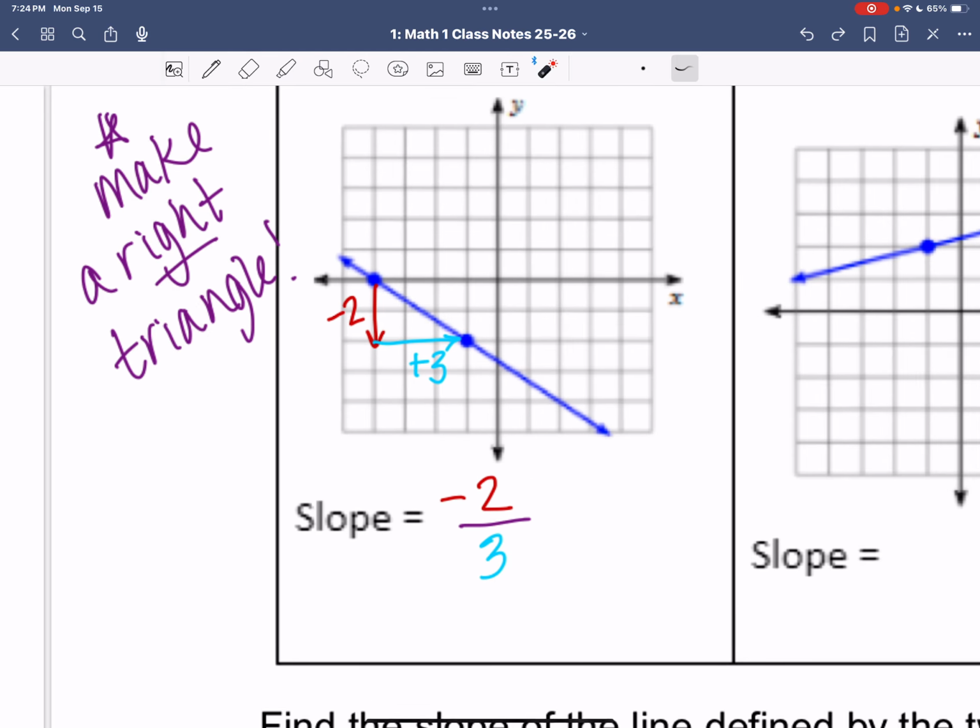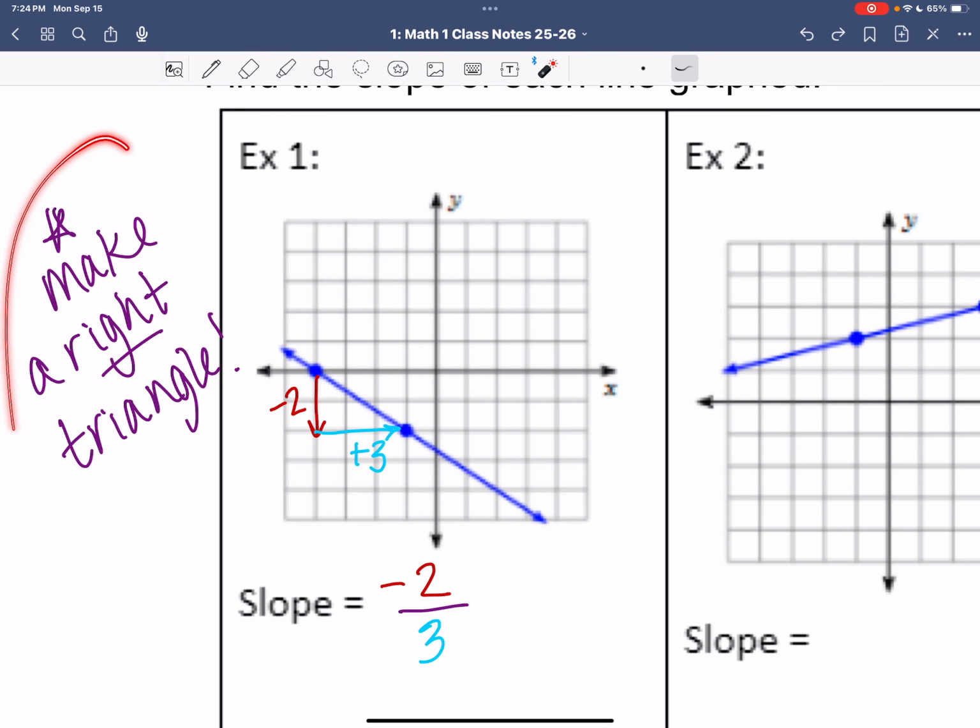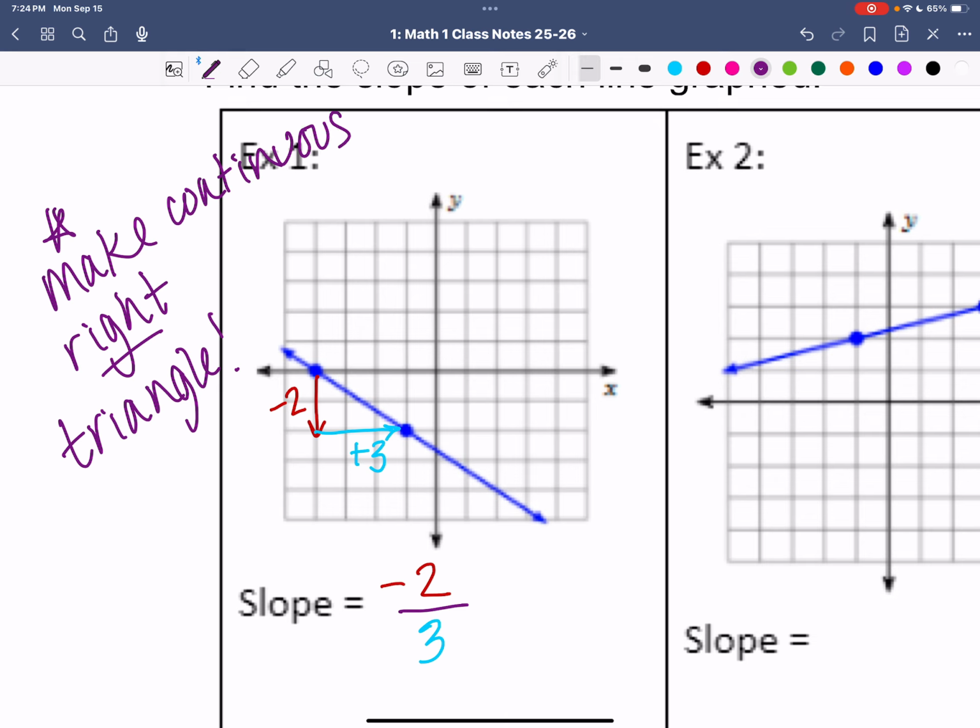All right, so let's go ahead and look at this first one. Your goal when you're doing slope from a graph is to make a right triangle. It doesn't matter which point you start at. I started here, and from here you need to make a continuous right triangle. Continuous right triangle. So what that means is once you start, you don't pick up your pencil and move it someplace else. So I'm going to go down 2, and then I'm going straight over to 3. So we made a little right triangle here.